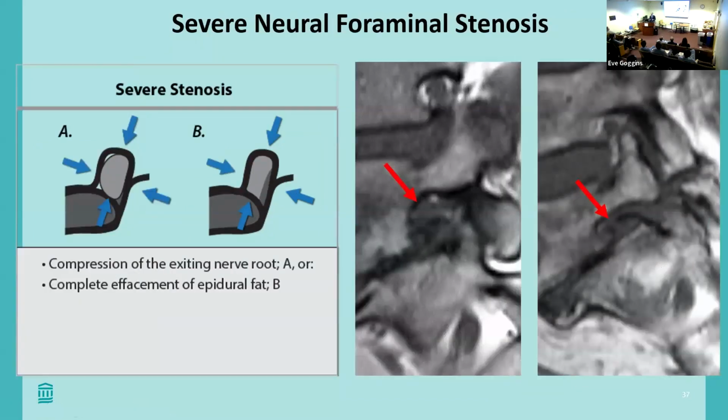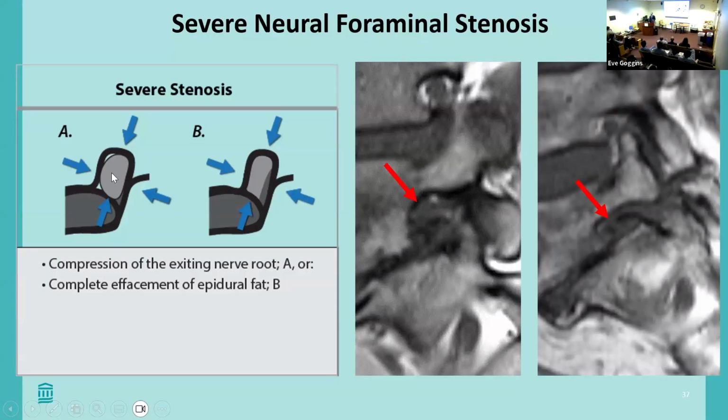And then severe is analogous to severe spinal stenosis. However, in severe spinal stenosis, you have effacement of CSF. In severe neuroforaminal stenosis, you have effacement of the epidural fat. So for instance, in this B example, it is totally contacting.